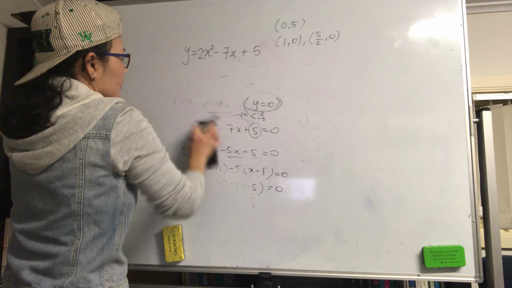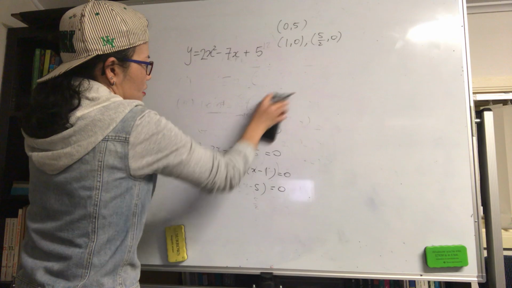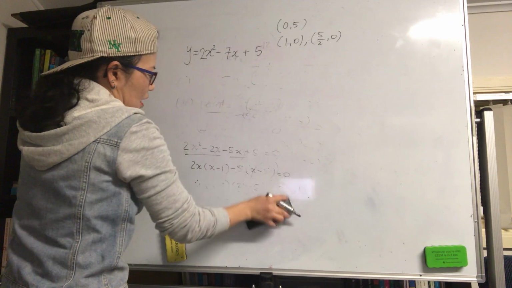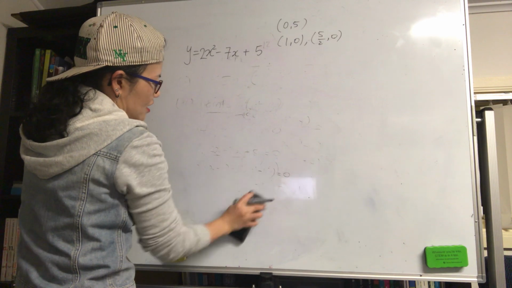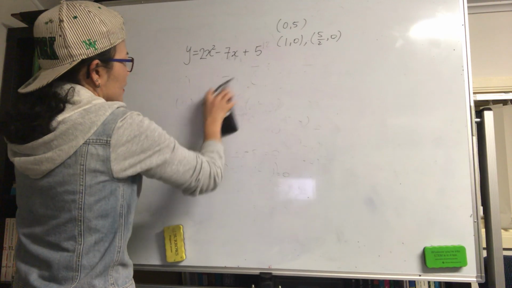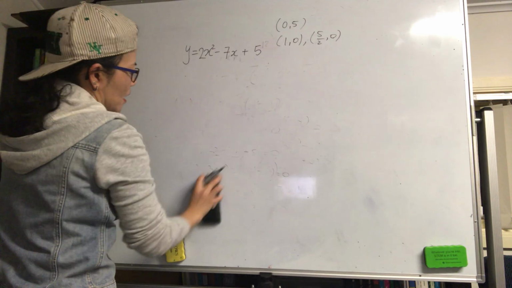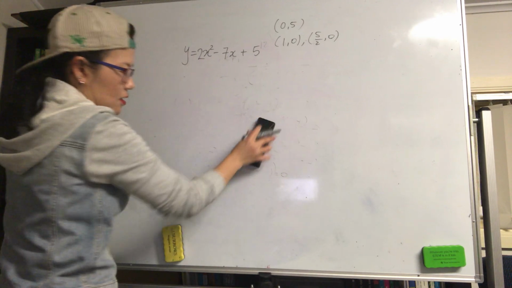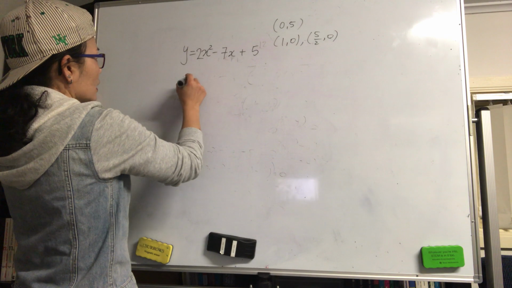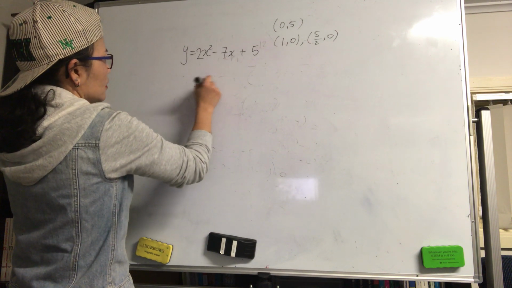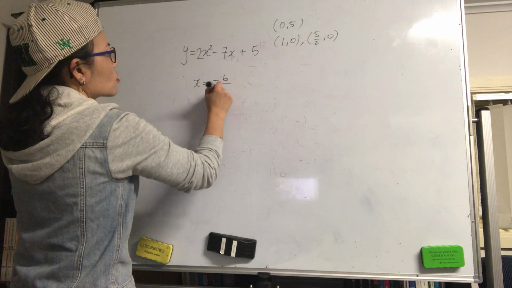Okay, next one. It says find the axis of symmetry. Now, the axis of symmetry is the line that divides a parabola equally. It's right in the middle of the center. Okay, so there's a formula, minus b over 2a.